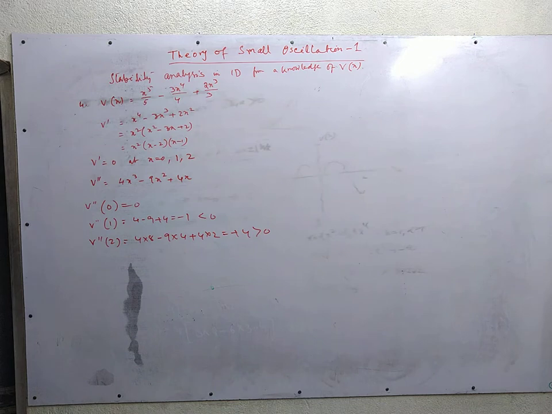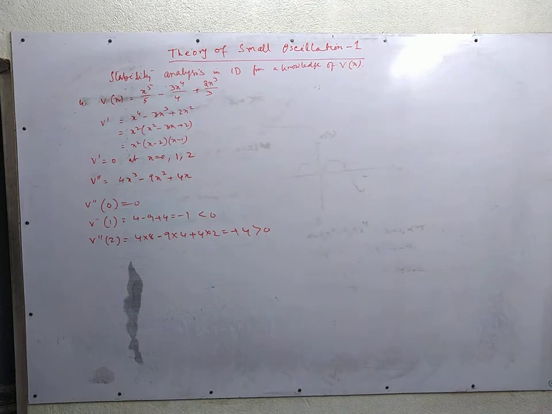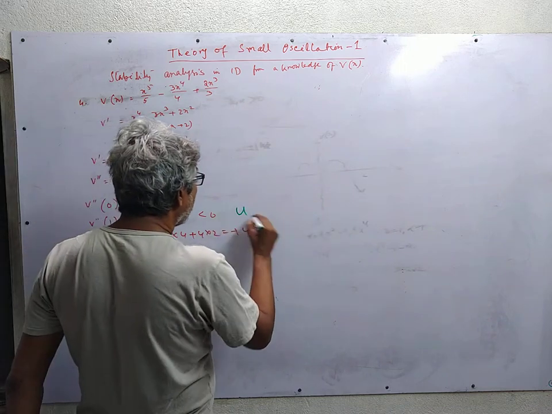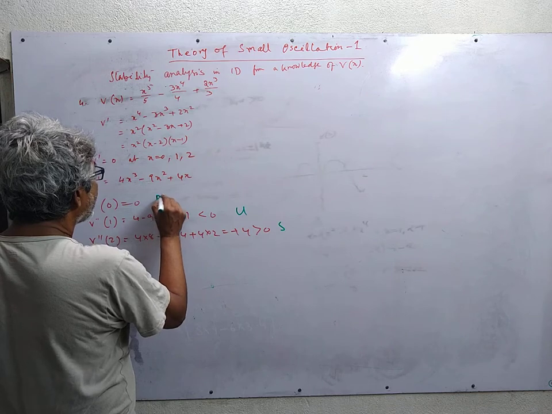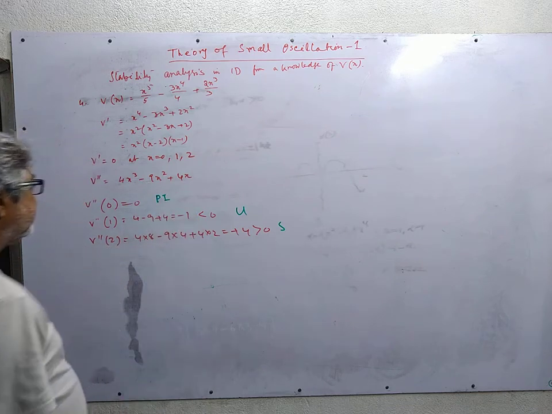So we see that it is an unstable equilibrium point. This is a stable equilibrium point, and this is point of inflection.